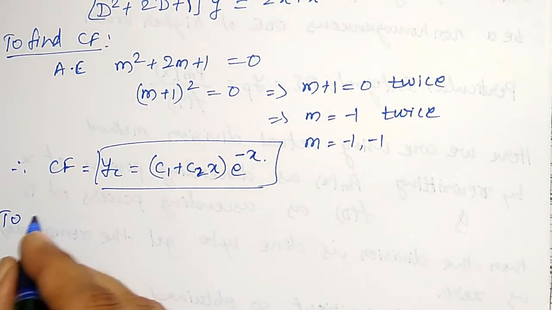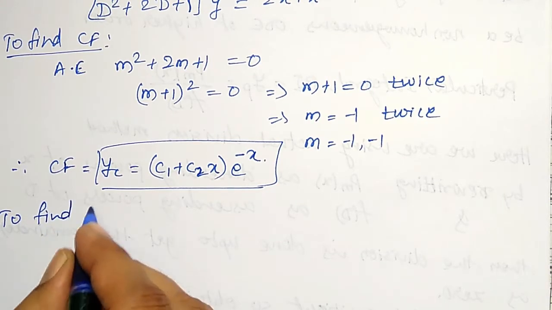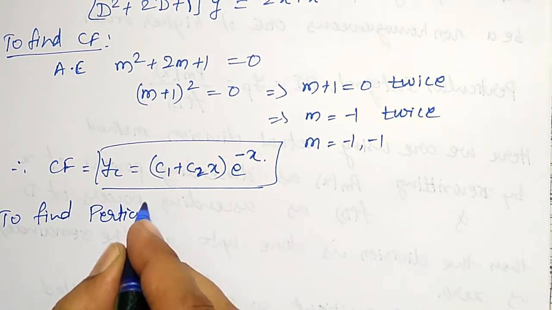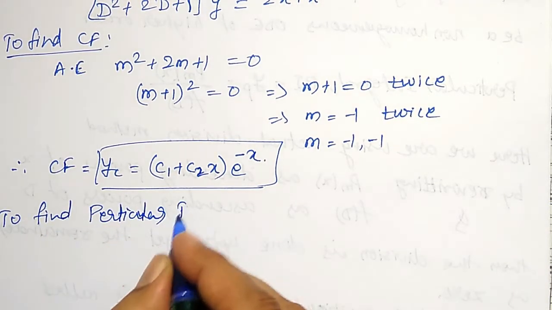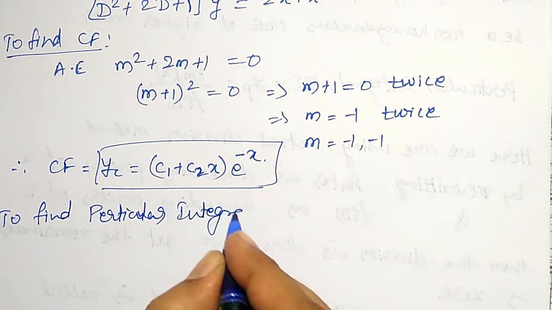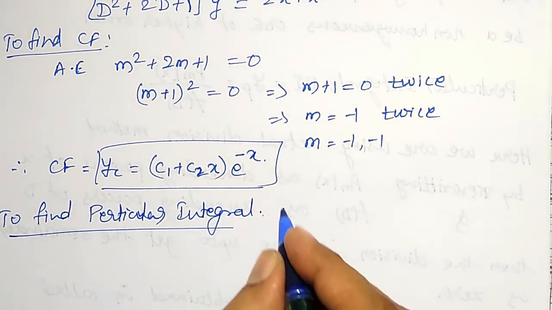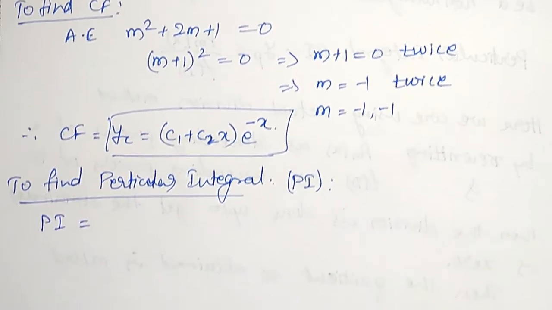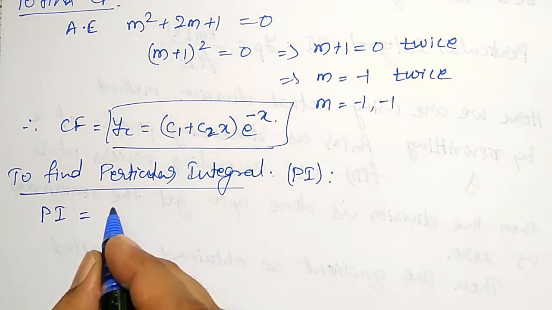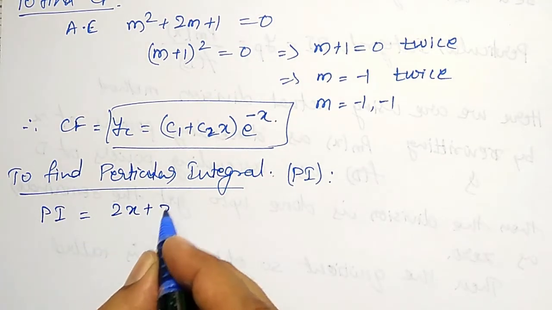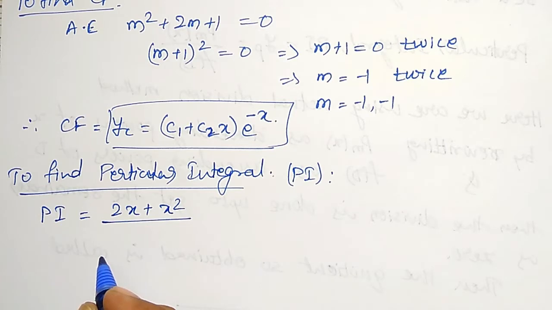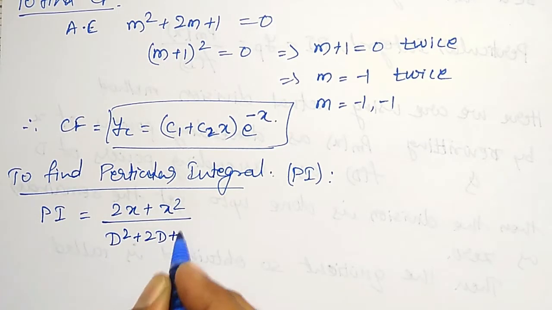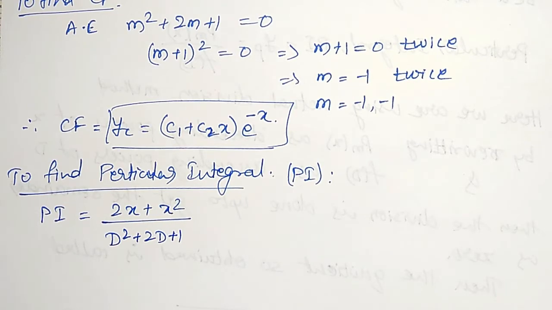To find the particular integral, PI, how to find out PI then? PI is equal to the right hand side, that is 2x plus x square, divided by d square plus 2d plus 1.